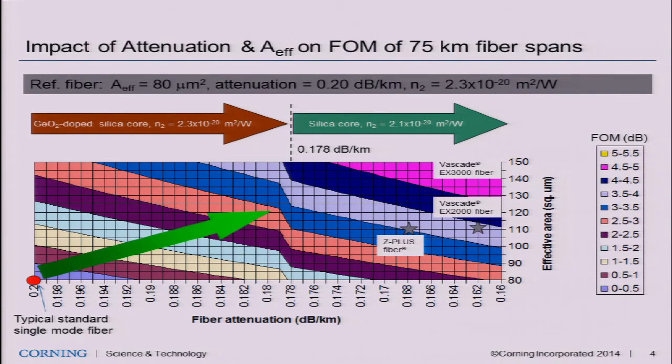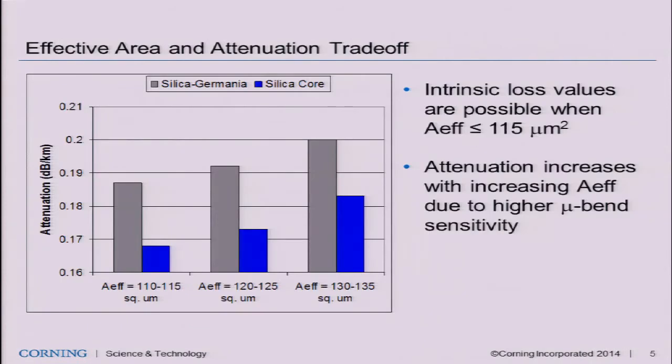So what you can see here is that reducing the attenuation is an effective way to increase the figure of merit. Increasing effective area is another approach, but there's also a fundamental limit. If you want to use a single mode fiber, the limit is about 150. Beyond that, you're going to have micro-bending and other bending issues, which are going to increase your fiber attenuation.